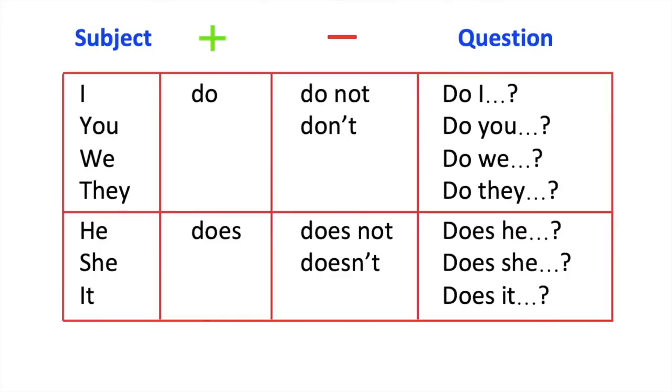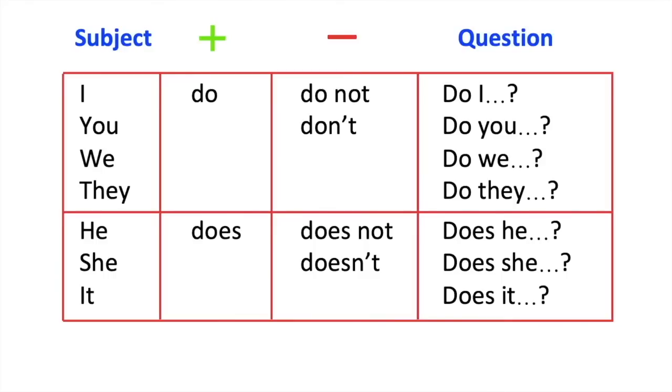Do they? For subjects he, she, it, I use the verb does. The negative form is does not. Or I can use the contraction doesn't. When forming the question, the verb comes at the beginning. Does he? Does she? Does it?